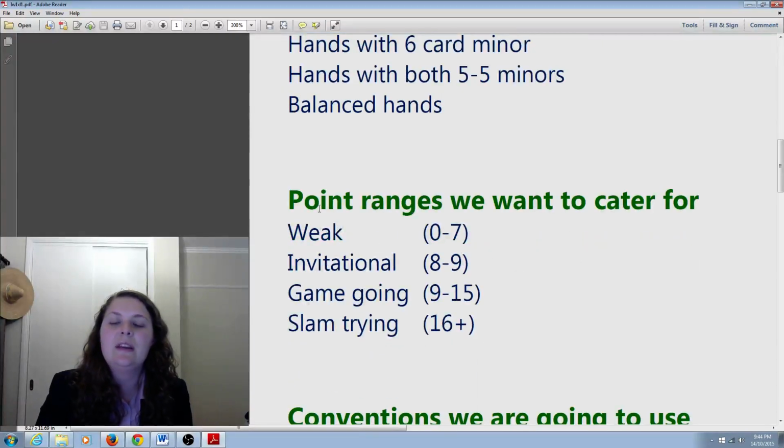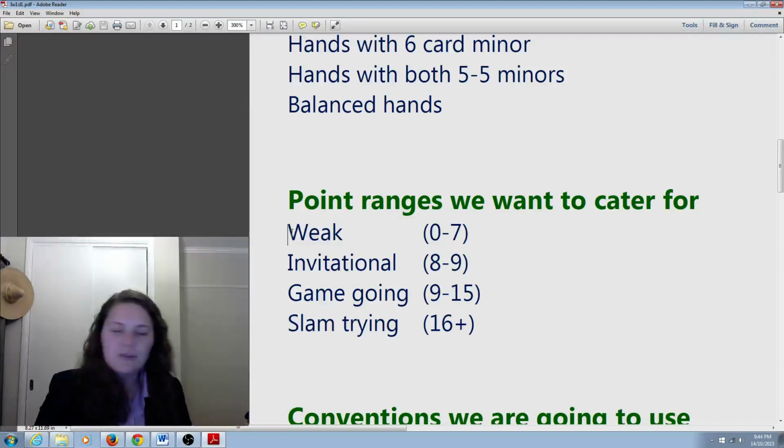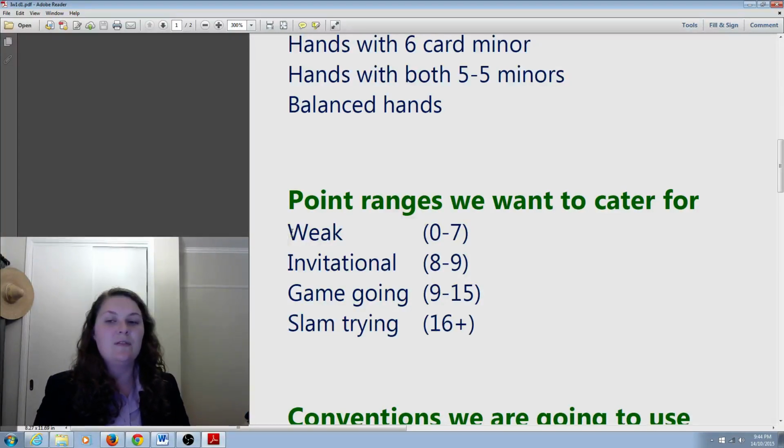The other thing that we need to be able to describe is what point range we're in. Typically, a weak hand, or 0 to 7 points, has no interest in game whatsoever, because you know with partner being 15 to 17, your maximum is going to be 24. An invitational hand has 8 or 9 points. A game-going hand, 9 to 15 points, and a slam-trying hand, 16 or more.